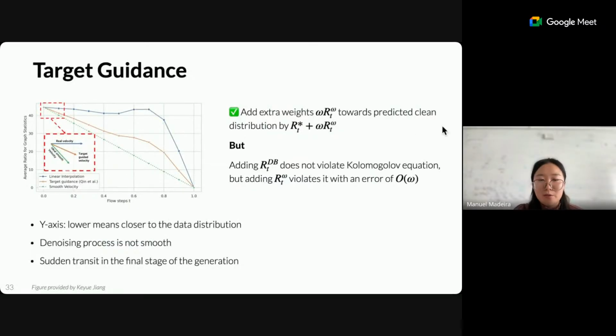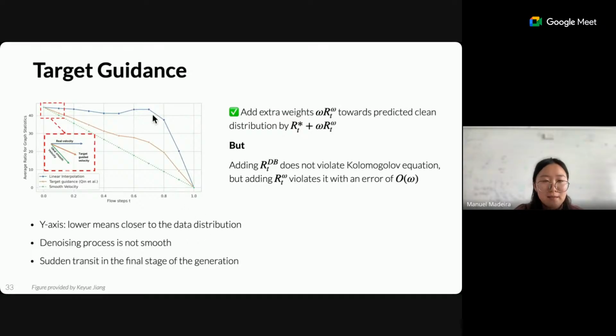In the end, we want to mention another method called target guidance. So target guidance is mainly inspired by this figure. In this figure, the y-axis means ratio, the metric we have introduced previously. And lower ratio means that the generated distribution is closer to the ground truth data distribution.